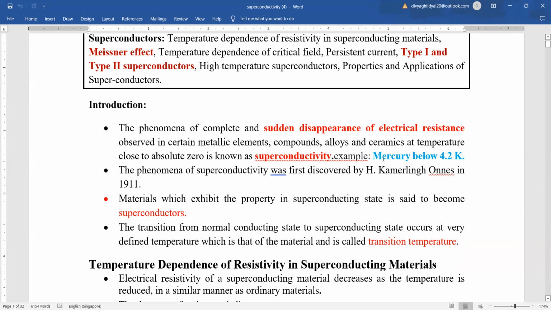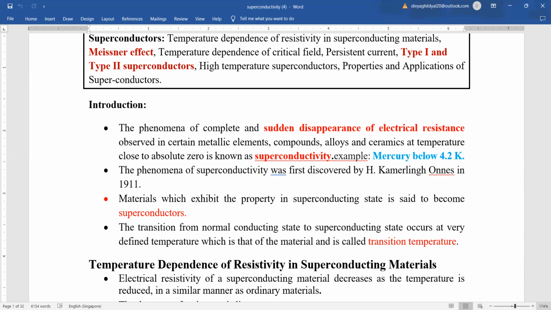The very famous example is mercury, which below 4.2 Kelvin behaves as a superconductor. As soon as we increase the temperature, it returns to its normal state. This definition was asked in your paper: define superconductivity. This phenomenon was discovered by Onnes in 1911.